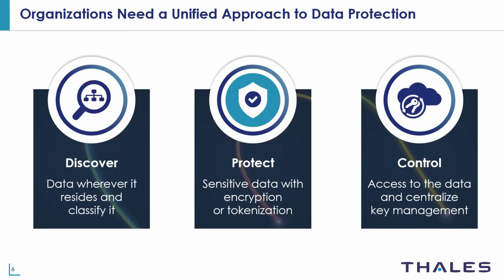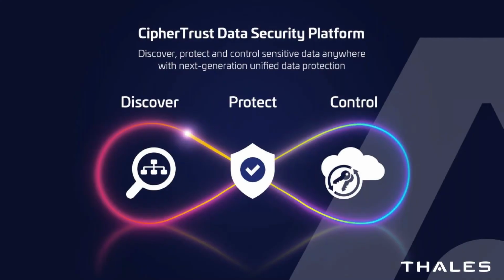So basically, there are three pillars you need to look at to protect your data. The first one is you have to discover your data. You have to be able to classify your data. And then, of course, you need to be able to protect that data. Your sensitive data can't be just somewhere in the cloud without any protection. You need to be able to encrypt it. And the third one is, of course, you need to be able to control all that data. You need to know who's accessing the data, and you need centralized key management. The CipherTrust Data Security Platform of Thales can cover all those three pillars for you.